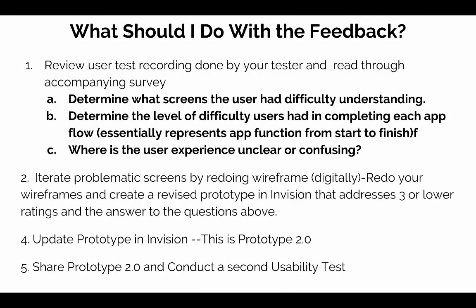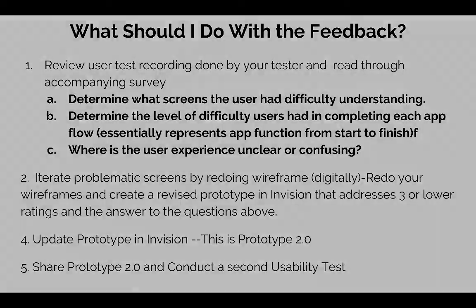So what do you do after you get back your user testing recording? As part of your final project, you would take your notes and address areas of your prototype with low ratings and iterate your wireframe screens that prove to be problematic. Other issues you may need to address are adding missing screens in your app flow or adding hotspots missing in your Envision prototype. Once you've updated your prototype with new screens and hotspots, you can share it with your partner again, and they're going to be doing a second user test.